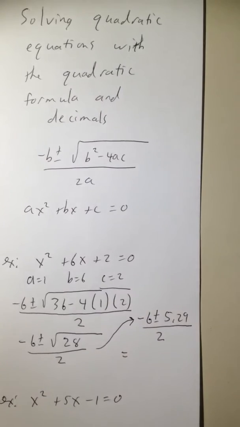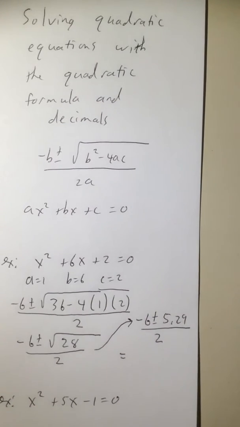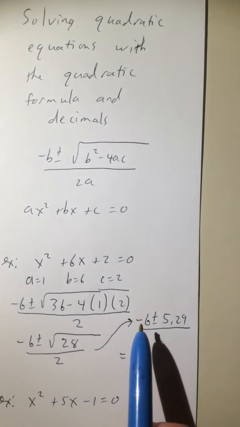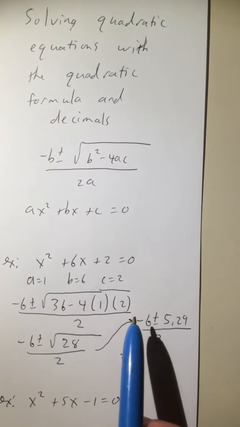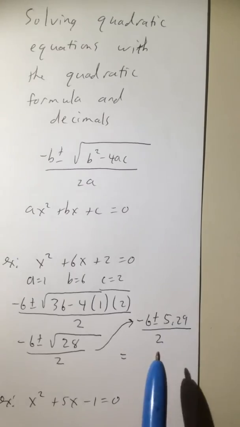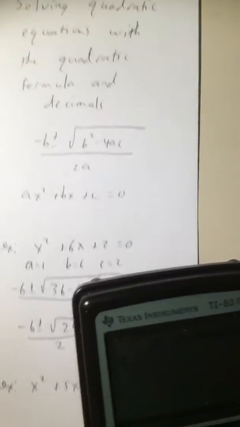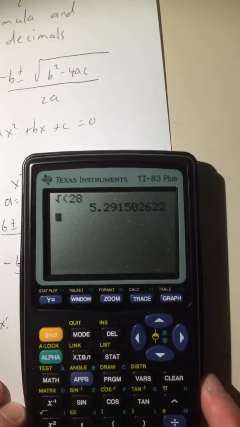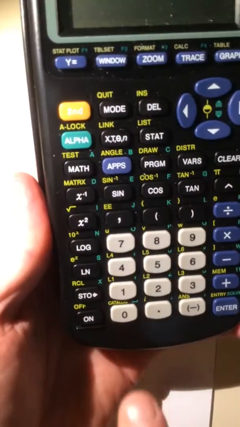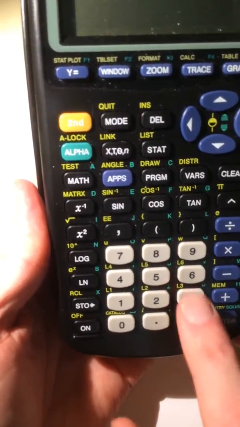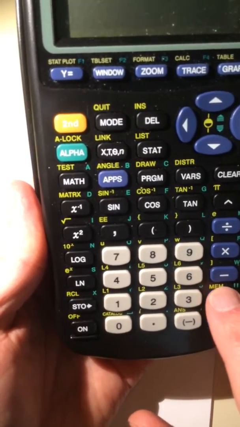And as we did before, that's going to lead us to two answers. We're going to have negative 6 plus 5.29 divided by 2, and negative 6 minus 5.29 divided by 2. So let's do the first part first. Actually, that's kind of hard to do here. So we're going to do negative 6 plus 5.29.